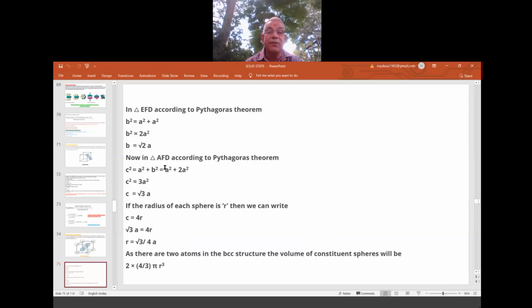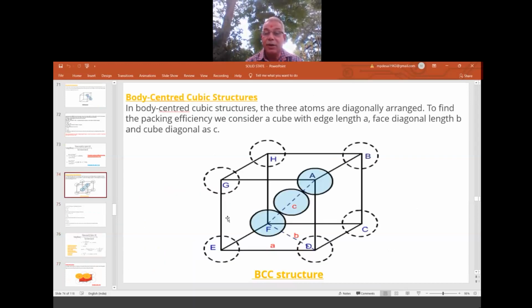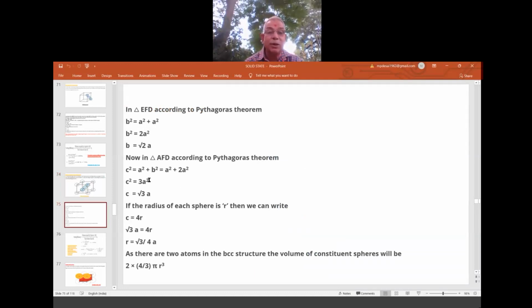Now in the triangle AFD, C square equal to what? It is B square plus A square. AFD is here. C square is the hypotenuse, so it is A square plus B square. So it is A square plus 2A square, because B is root 2 A, whole square gives 2A square. A square plus 2A square is 3A square. So C square is 3A square.